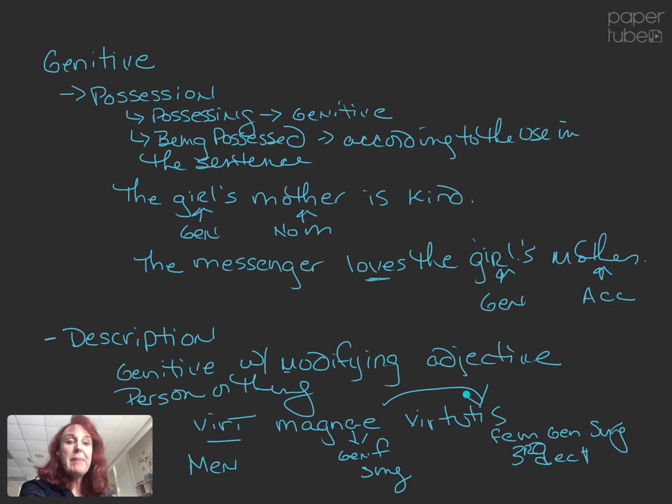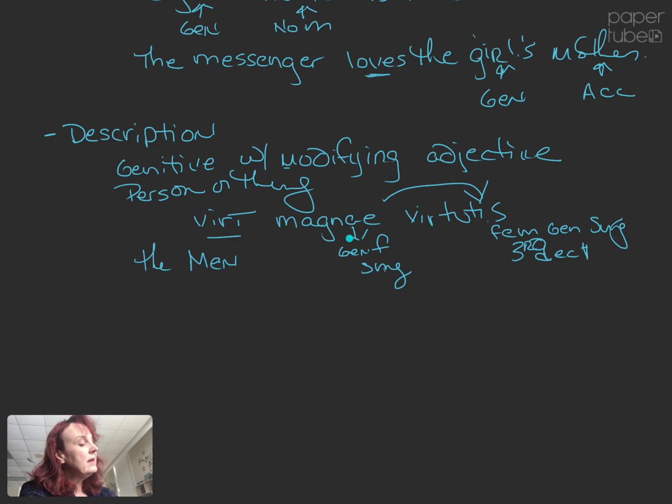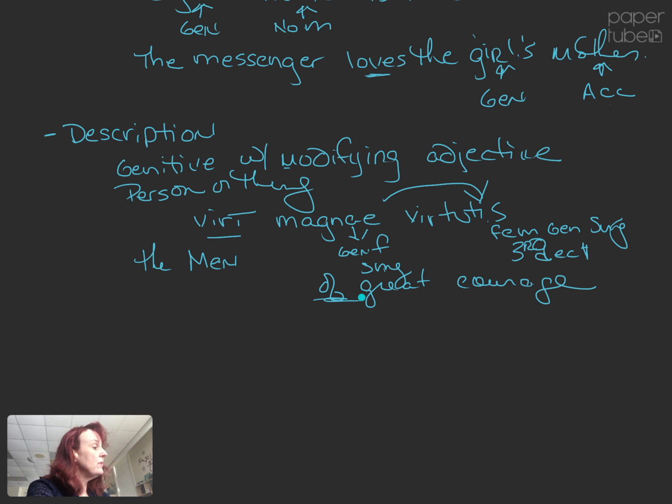Just like, remember malus agricola? Malus agricola, the bad or evil farmer. Even though they're the same gender, number, and case, they're not the same ending. That's what's going on here with magnae virtutis. Both are genitive, feminine, singular. They're just different declensions. The men of, because it's genitive, great courage, valor. We keep that genitive feeling to it.